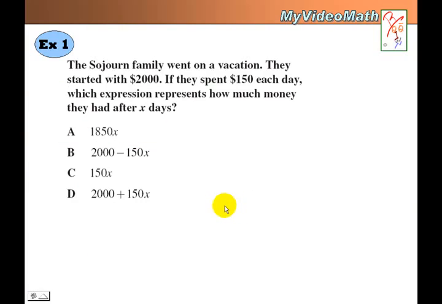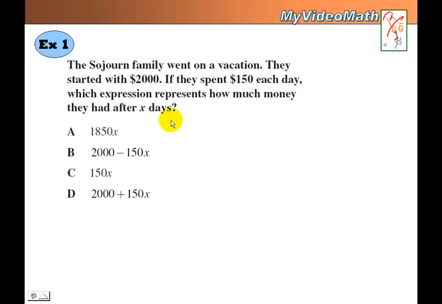Let's take a look at this example. The Sojourn family went on a vacation. They started with $2,000. If they spent $150 each day, which expression represents how much money they had after X days?